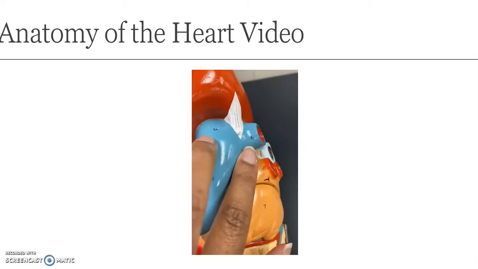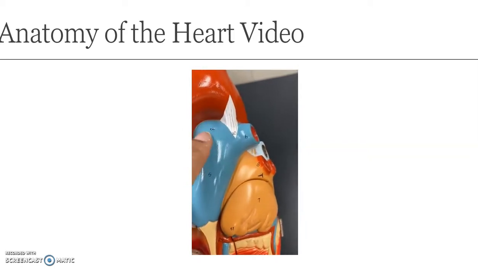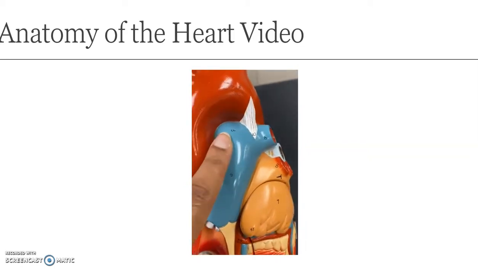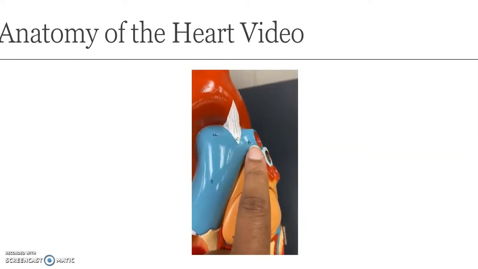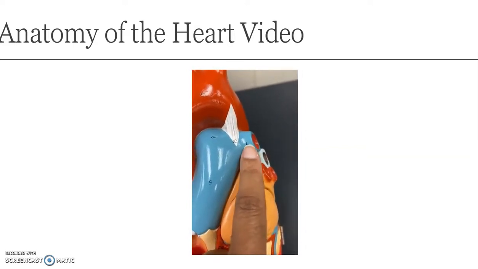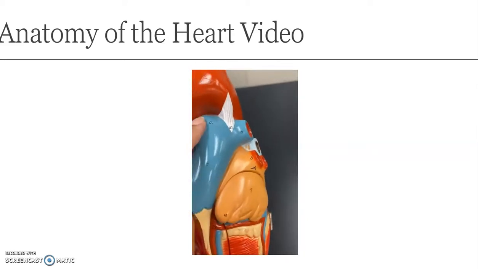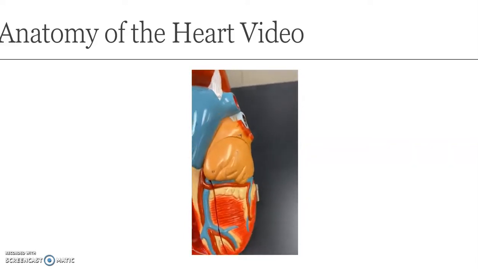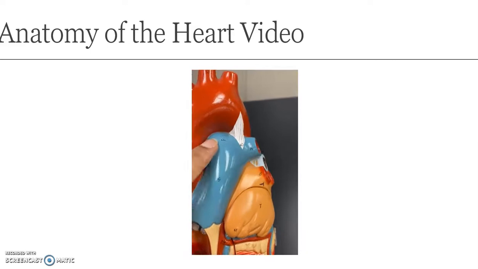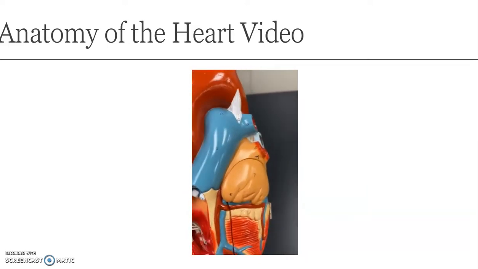And you can see that it's going to split off into A and B. So this is going to be our right pulmonary artery, and this is going to be our left pulmonary artery, B. Okay, and they're going to the right lung and the left lung. Okay, so 5 is pulmonary trunk. A is the right pulmonary artery. B is the left pulmonary artery.